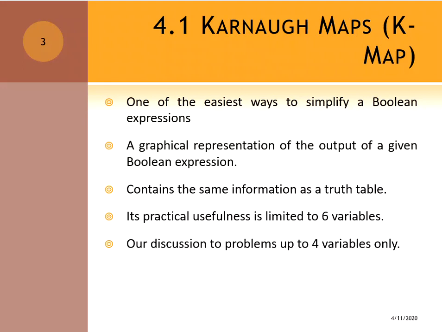So what is actually K-map? K-map is one of the easiest ways to simplify Boolean expressions. It is a graphical representation of the output of a given Boolean expression. K-map actually contains the same information as a truth table. The practical usefulness of K-map is limited to 6 variables. And in our syllabus, we are going to discuss problems only up to 4 variables only.